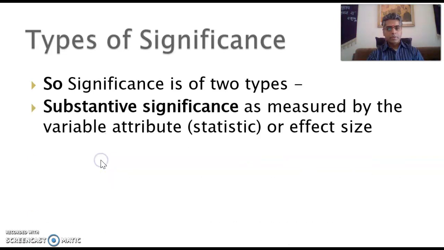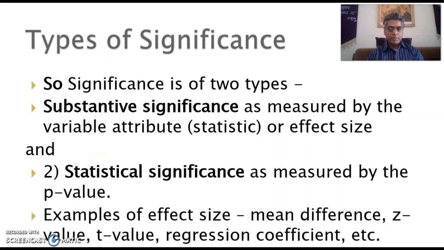So, hi everybody, this is Dr. Praful Dikshit, and in the last video, we got to understand that significance is of two types in terms of its results. It's the substantive significance, as measured by the variable attribute or the effect size, and the statistical significance, which is measured by the p-value.